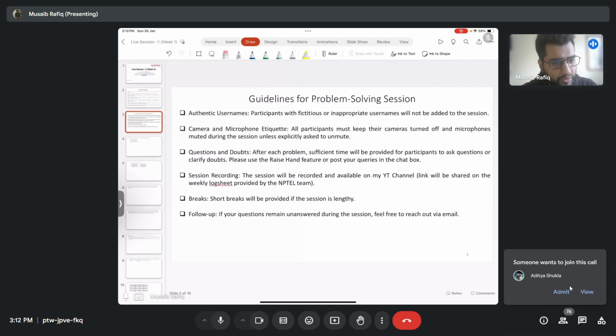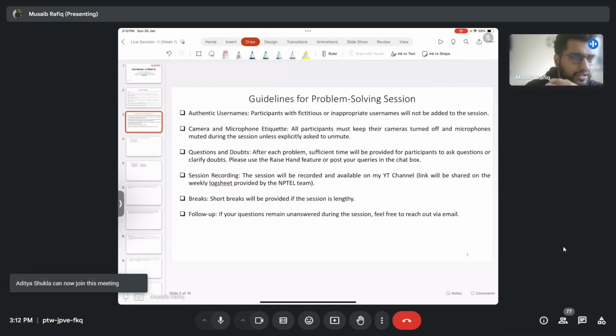And on the breaks part, we have a duration from 3 to 5 p.m. It depends on the number of problems, the time it takes to solve those problems, and how the class responds. So 2 hours is pretty lengthy, but we might need some breaks in between. These are small breaks, some 2 to 3 minute breaks we can have. And if some of the questions remain unanswered, you can always reach out via email.